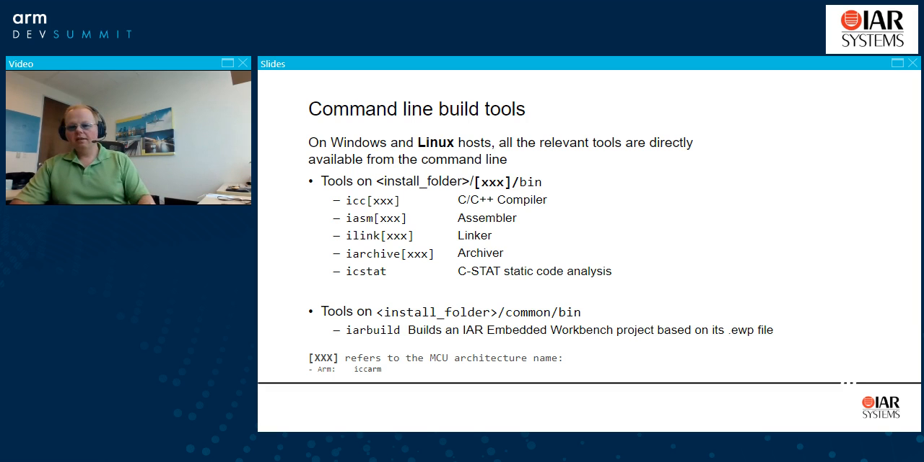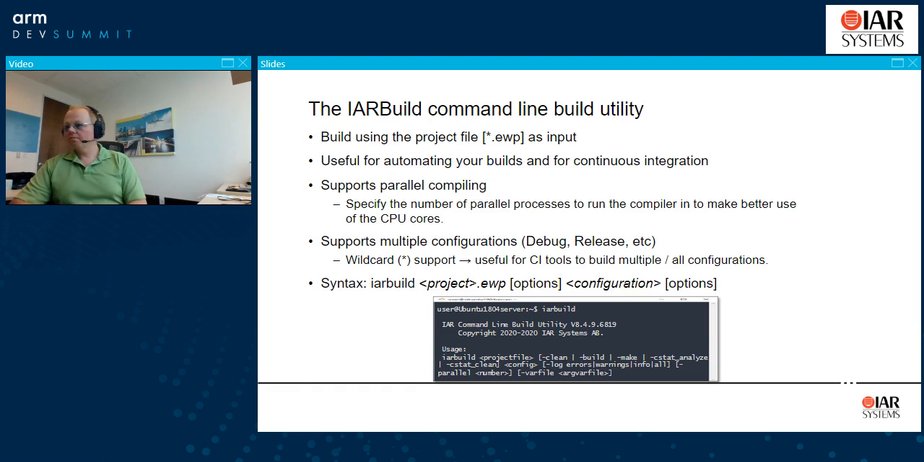If you look in a slightly different folder under the install folder, common bin, there is the IARBuild executable, which allows you to basically call just IARBuild with the project name and the build configuration, and then it invokes the appropriate calls to all the other tools, ICC ARM, iLink ARM, etc. So that makes it very easy for you to be able to use the tools.